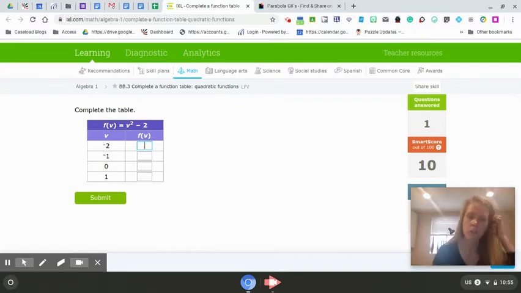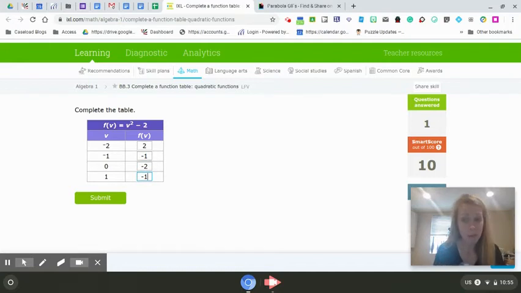So for this first one, if I plug in -2, -2 squared is going to be +4 minus 2 gives me 2. Then I'm going to do -1 squared, which is just 1 minus 2. Be careful of your negatives. This is going to be a -1. Love plugging in 0. So 0 squared is 0 minus 2 is going to give me -2. And then 1 squared is just 1 minus 2 is -1.